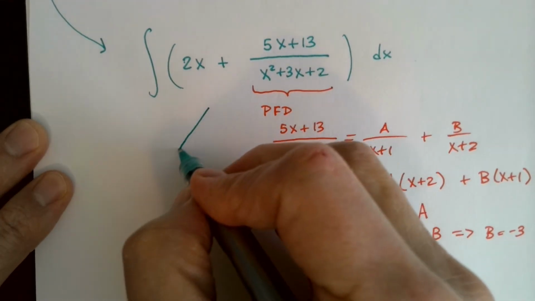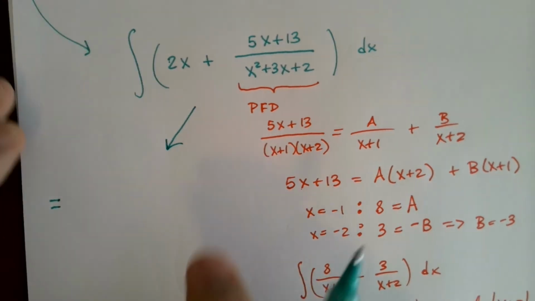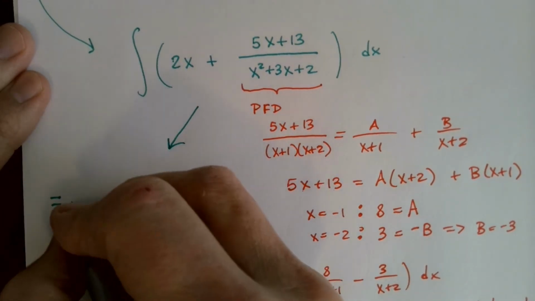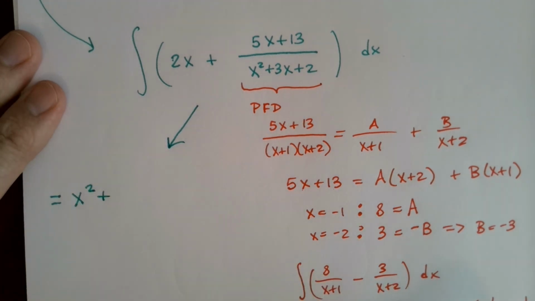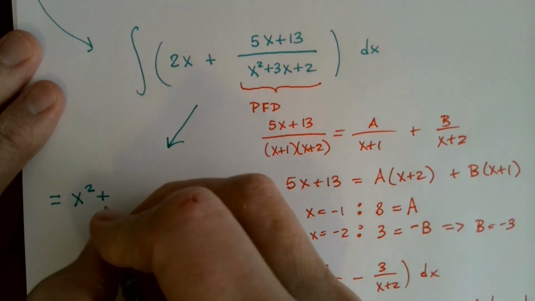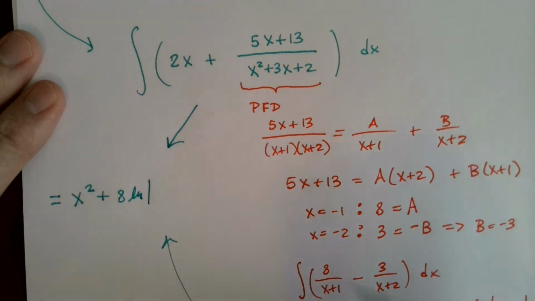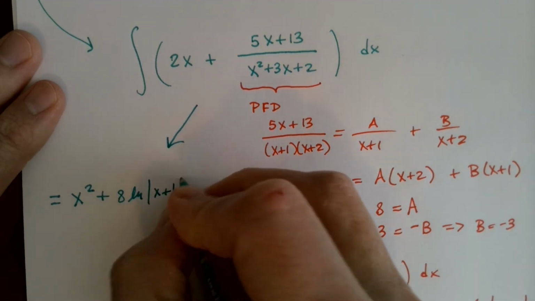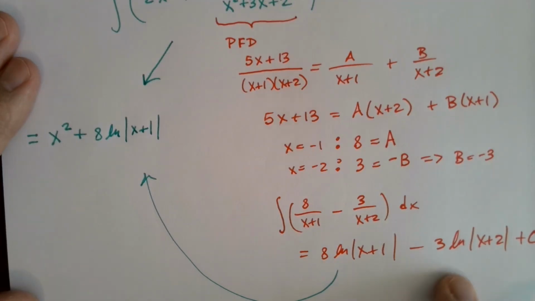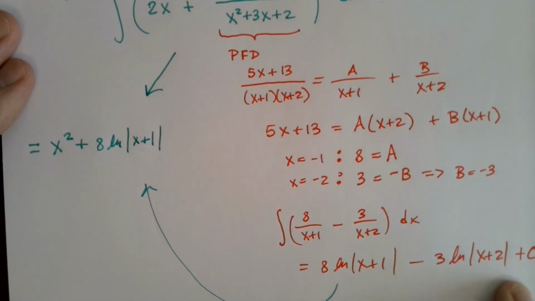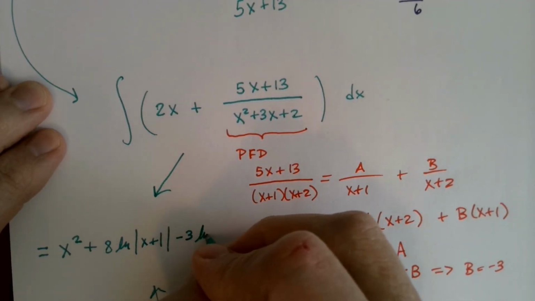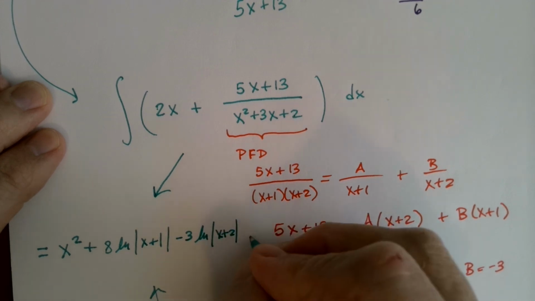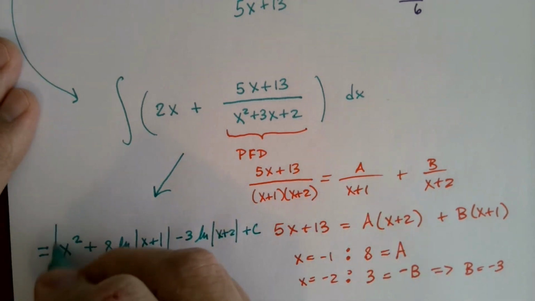So therefore this thing here is equal to what? Antiderivative of 2x, which is x squared, don't forget that, plus, right, all this stuff, 8 natural log absolute value of x plus 1, and then minus 3 natural log absolute value of x plus 2, plus c.